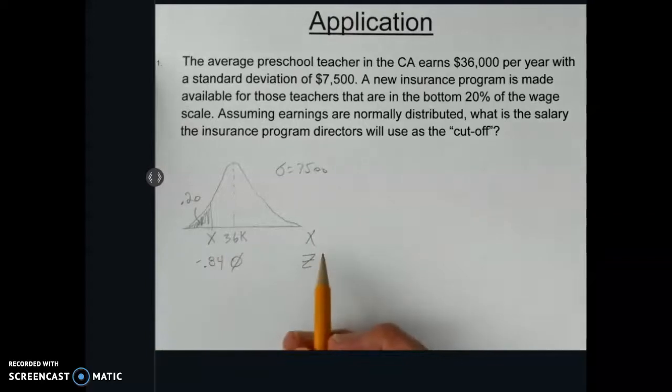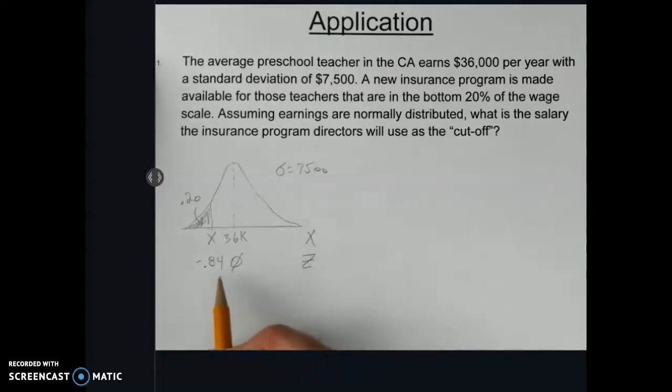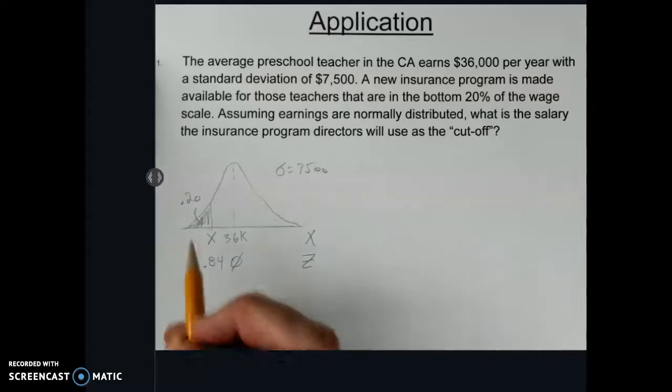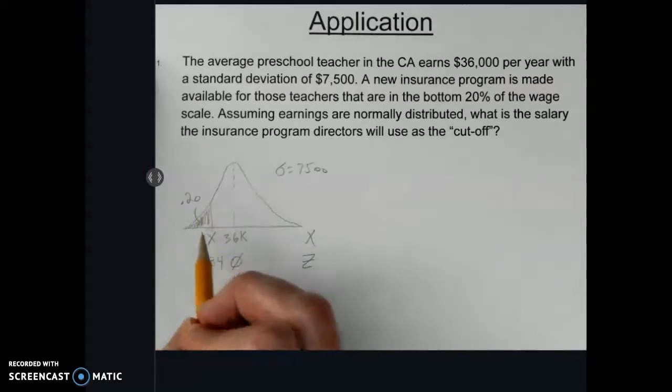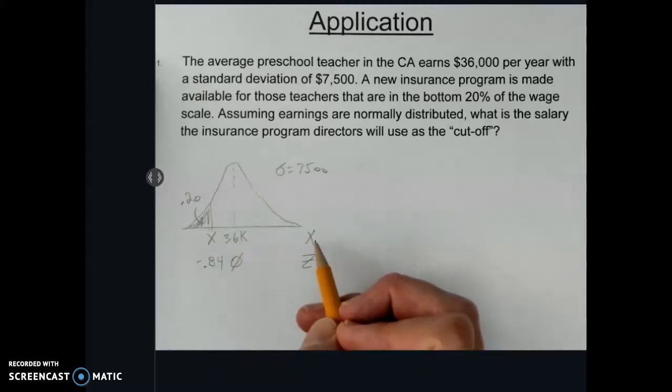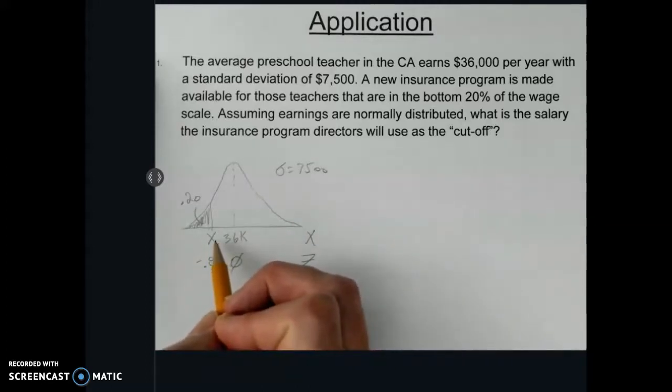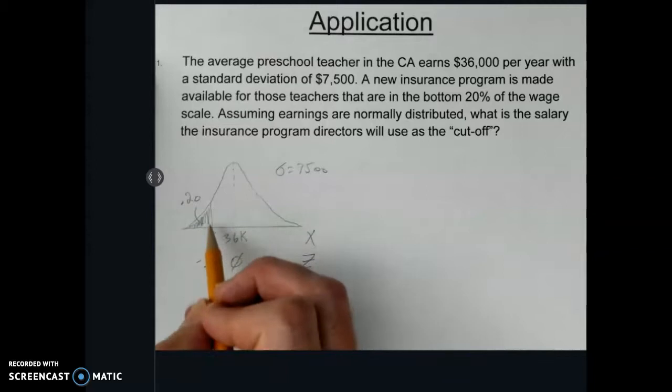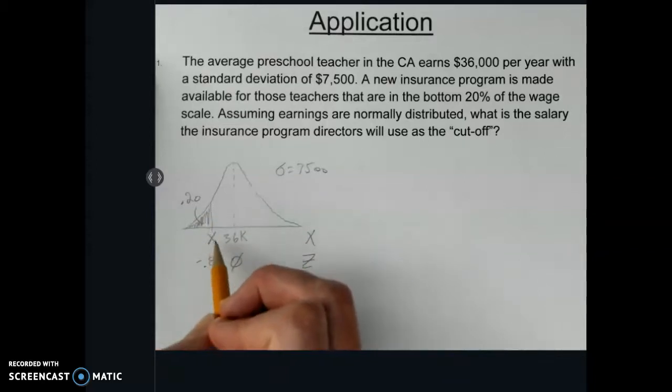So now we have two scales, right? We have the Z scale, which tells us that negative 0.84 Z corresponds to 20% in the lower tail. And we have the X scale, which tells us that this value here, whatever it is, will correspond to 20% in the lower tail. Now we just got to find that.